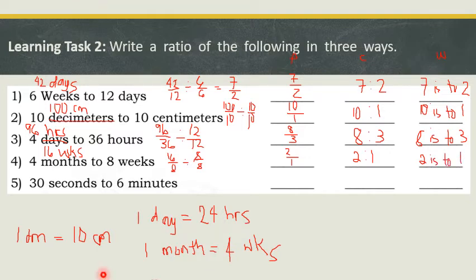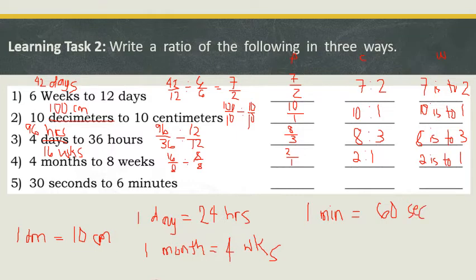Then last, number 5, 30 seconds to 6 minutes. So, magkaiba. Ito po is seconds, ito po ay minutes. So, ano mas maliit? Yung seconds. So, ang isang minuto ay equivalent sa ilang segundo. So, ito po ay 60 seconds.